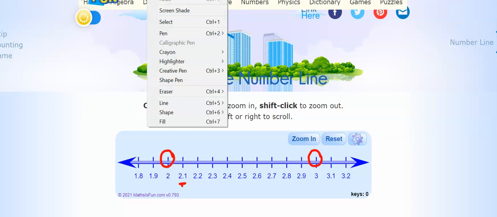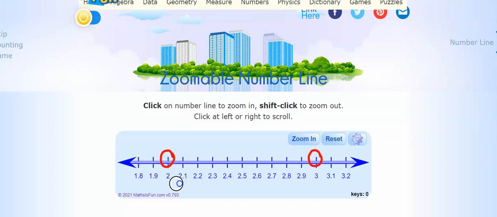Okay, so let me erase this little mark here. And let's start counting. 2, 2 and 1/10, 2 and 2/10, 2 and 3/10, 2 and 4/10, 2 and 5/10, 2 and 6/10, 2 and 7/10, 2 and 8/10, 2 and 9/10, 3. Great job, boys and girls.